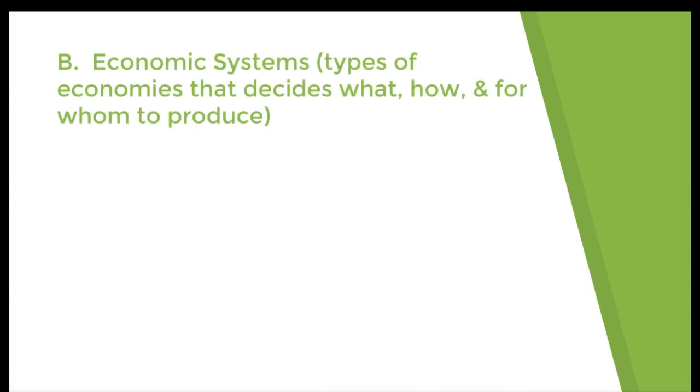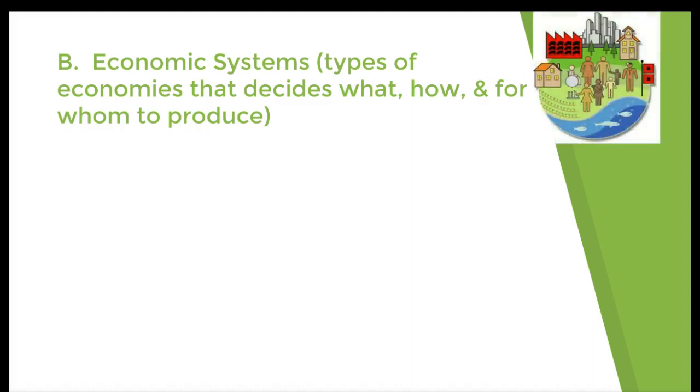All right. Then we can talk about economic systems. And economic systems are going to be basically types of economies. This is going to be how an individual country basically decides how they organize and how they decide what's going to be made, how it's going to be made, and for whom it's going to be made. So this is an organized way of actually deciding within your country, what are you going to do?